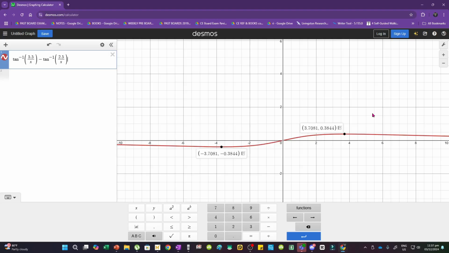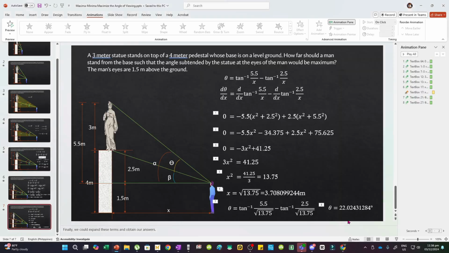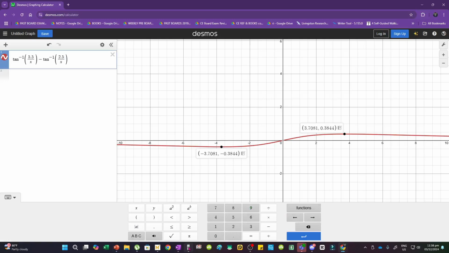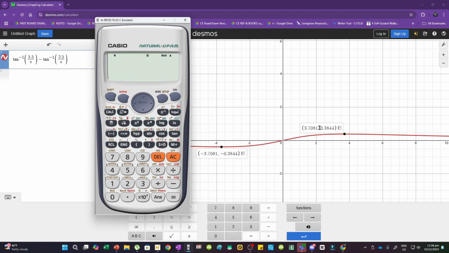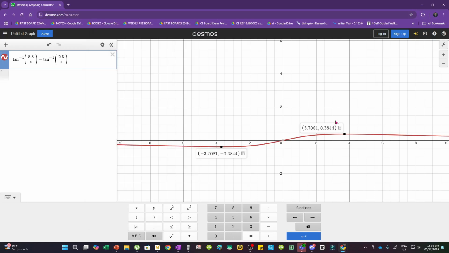Now this is because when graphing, we have to use radians for our units. Now to obtain this value, you can just use, let's multiply this 0.3844. Let's convert this into angle. So multiply this by 180 degrees divided by pi radians. So press equals, we have the following value. So this would further prove our answer.